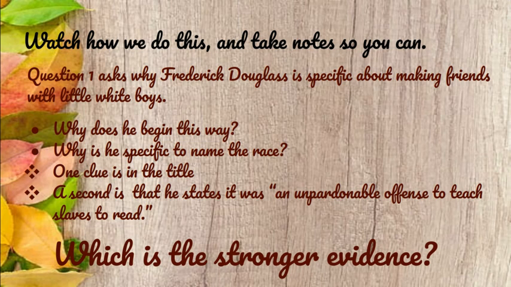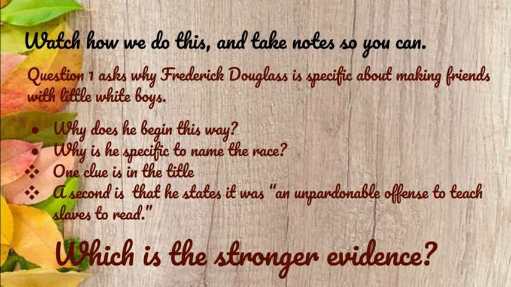Why does he start with that? Why does he start with, I need to make friends with little white boys? And I'm wondering, is there some other way he could have started it? Is there something else he could have done? Why is he so specific to point out their race? So these are two things I want to know. Why does he start the story this way? And why is he so specific to say little white boys and not just little boys?